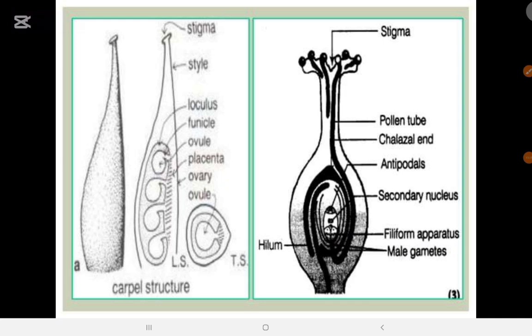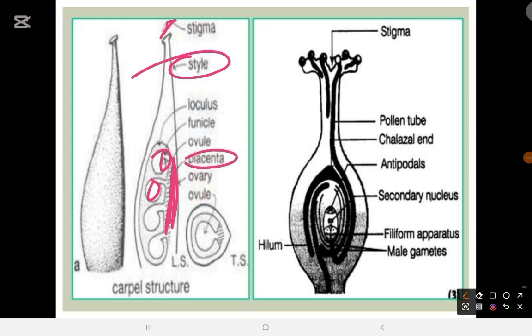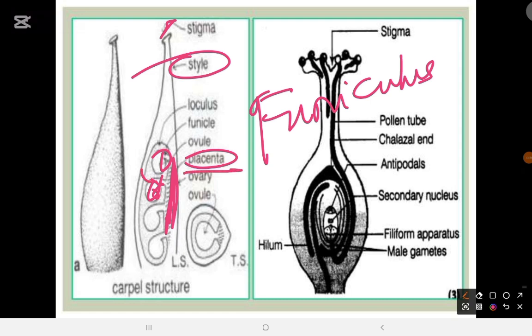But basically, you can see the structure of the ovary, the carpel. You can see it starts with the stigma at the top here. We have the style that bears the stigma, and we can see within here we have the ovules. Now, the placenta is what attaches the ovules to the ovary. And between this placenta and the ovule is the funicle, or we call it the funiculus. It's just for anchoring the ovule.